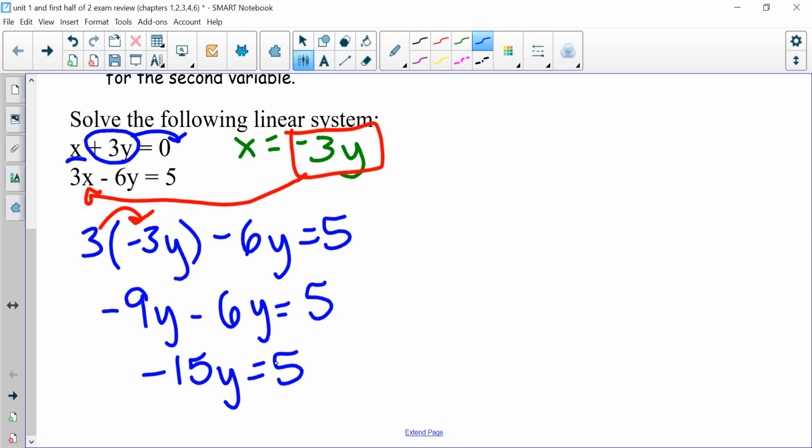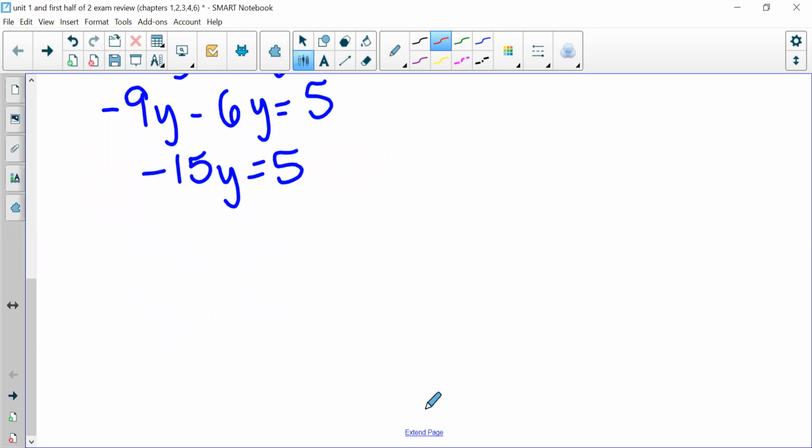All right. Last step here. How do I isolate y? Divide it by 5. Yeah, so I'm going to divide by negative 15. Whatever's attached to my variable, I'm going to divide that off. That will leave me just y because this negative 15 and negative 15 will cancel. It reduces to 1. On your calculators or mental math, what's 5 divided by negative 15?